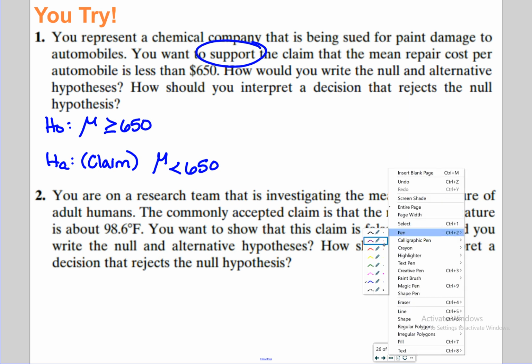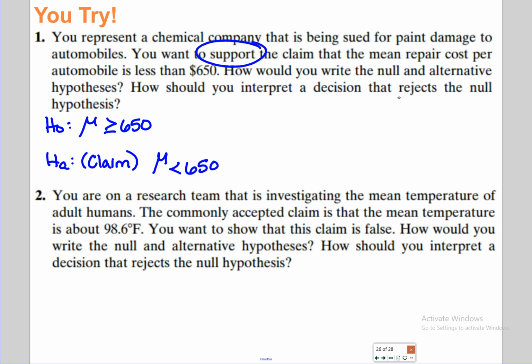Second part of the question is, how would you interpret a decision that rejects the null hypothesis? If we reject the null, if our statistics say that the mean is greater than or equal to 650, we can reject that. What does that tell us? Do we have or not have enough evidence? That's the first thing we have to decide. Yes, so if you reject, remember that's a good thing. There is enough evidence. And if my claim is the alternative hypothesis, do we reject or support? Support.